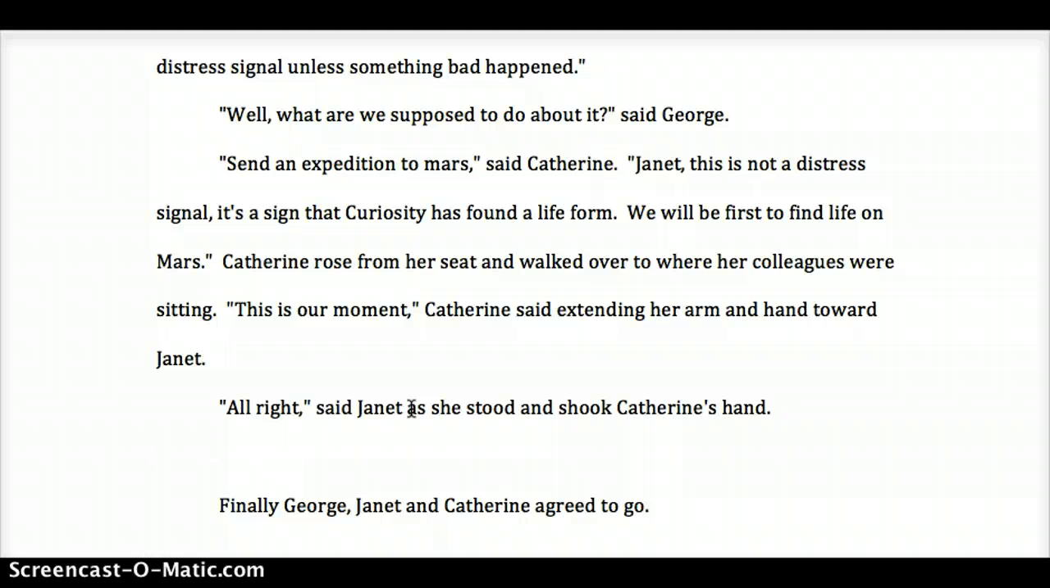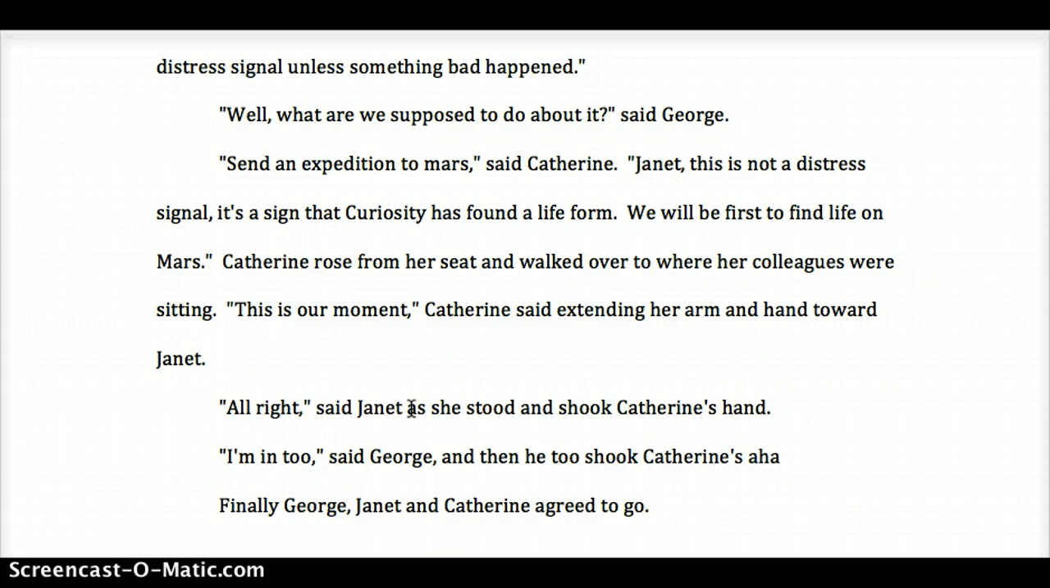Okay. And then we have to get George involved too. So he says, "I'm in too," said George, and then he too shook Catherine's hand. So finally, George, Janet, and Catherine agreed to go.